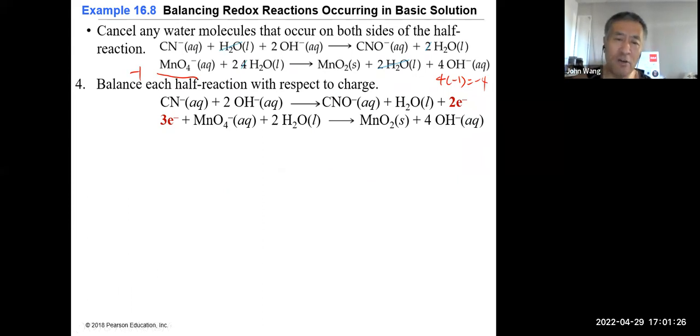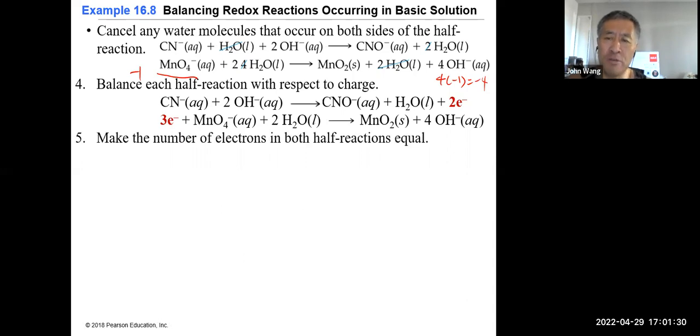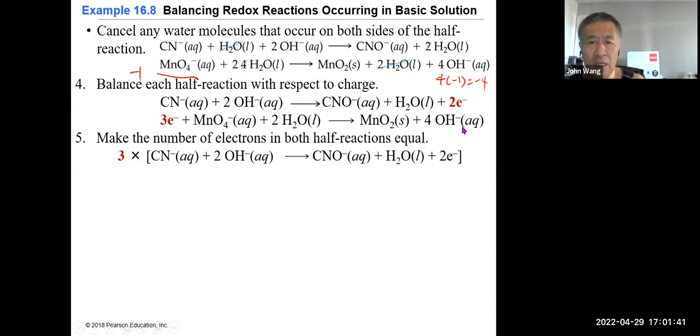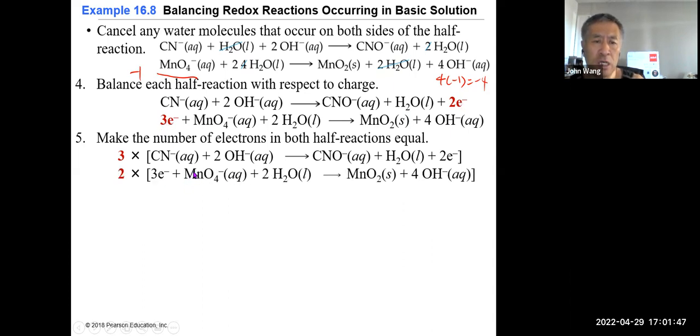So now we want to balance something between them, which means the first equation has 2 electrons, the second equation has 3 electrons. You want to have the least common multiple for both of them. So that will be 6, right? Therefore, we will multiply the first equation by 3, multiply the second equation by 2, and we have this.